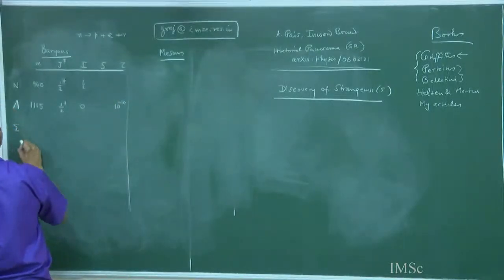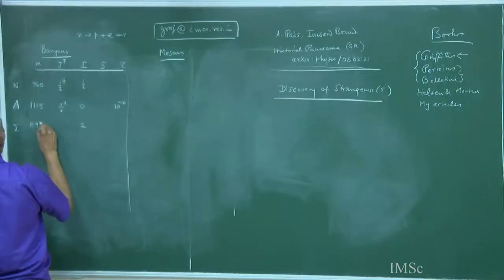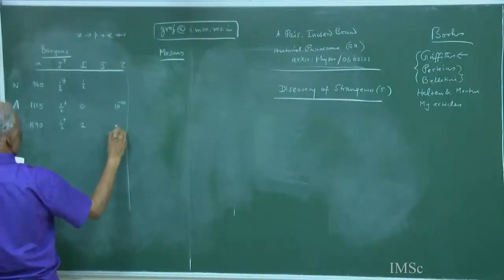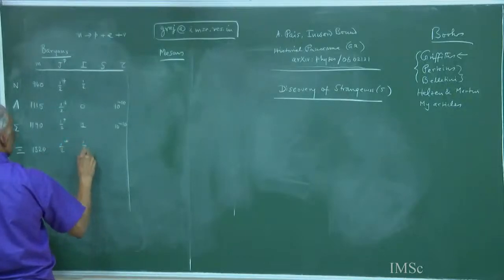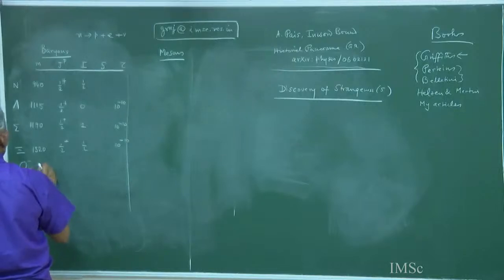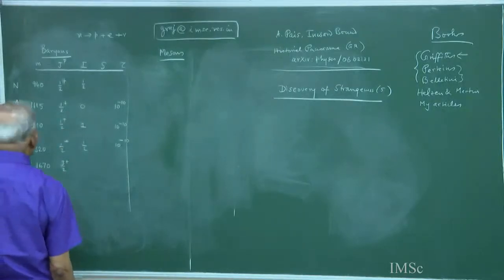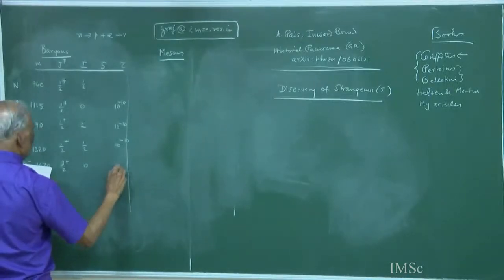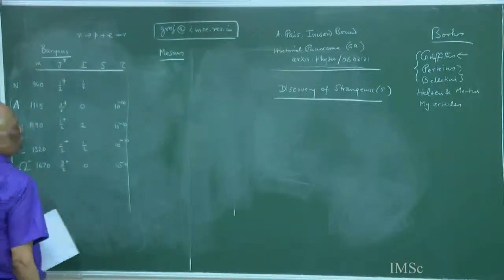Then sigma, which is a triplet, isospin triplet, so I equal to 1, mass and spin parity. This also about 10 to the power minus 10 seconds, and another particle called cascade, 1320 mass, half plus spin, isospin half, again lifetime 10 to the power minus 10 seconds, and then another particle called omega minus, which is 1670 MeV. Note spin 3 by 2. It's also a fermion, because all half integral spin particles are fermions, and isospin 0, and the lifetime 10 to the power minus 10. Now, there is an important discovery connected with these particles, and that is what I am describing here.